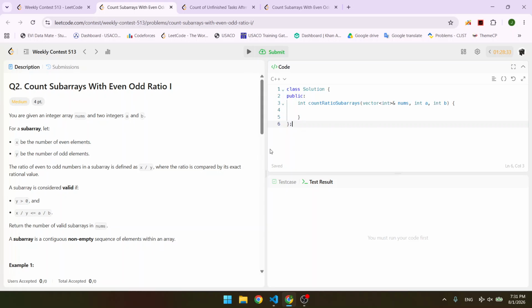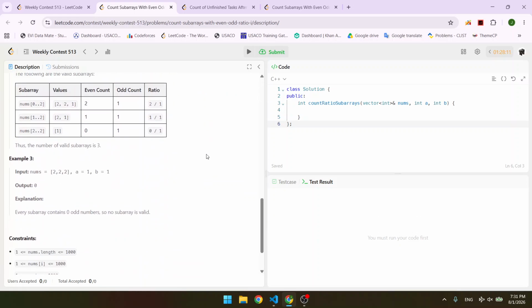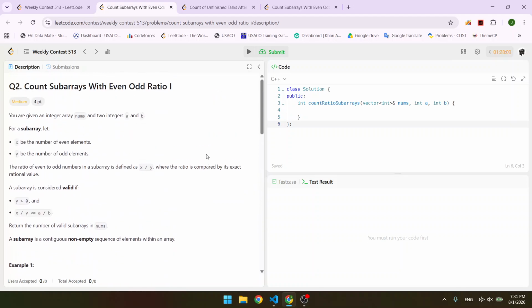Count subarrays of even odd ratio. Given an integer array nums and two integers a and b. For a subarray, let x be the number of even elements and y be the number of odd elements. The ratio is defined as x over y. A subarray is considered valid if y is greater than 0 and x divided by y is less than or equal to a divided by b. Determine the number of valid subarrays in nums. So you can do n squared.